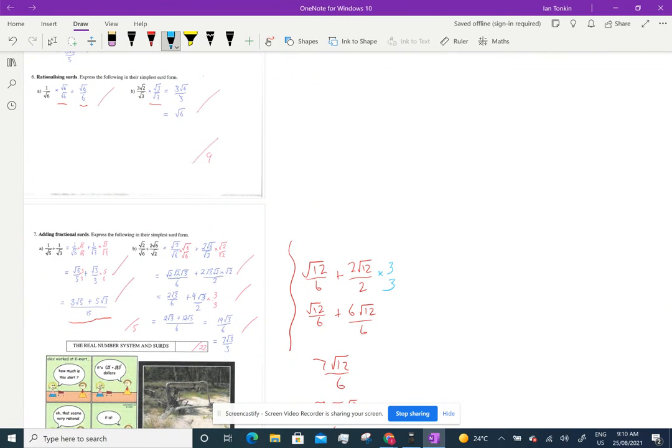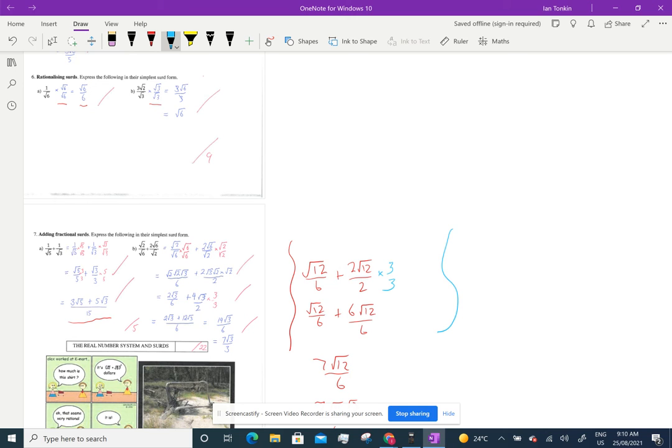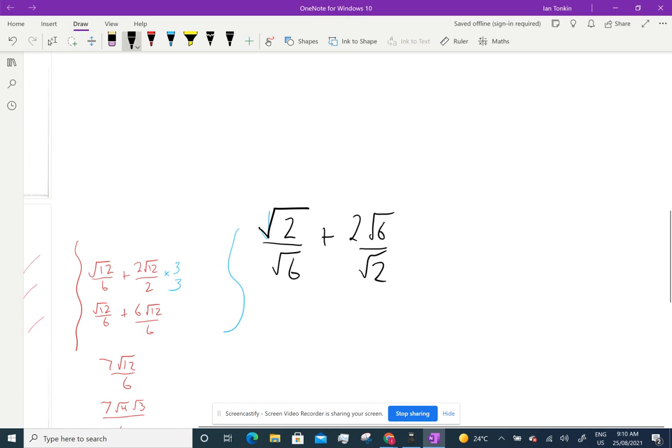But this was a really cool way. I saw there were about 2 or 3 people did it this way, and I was just very impressed. So if you did it this way, good on you. So we've got, I'm going to use black, root 2 on root 6 plus 2 root 6 on root 2. And what they did is they did the division. So when you go root 2 over root 6, that gives you 1 over root 3. Plus if you do 2 root 6 over root 2, that gives you 2 root 3.